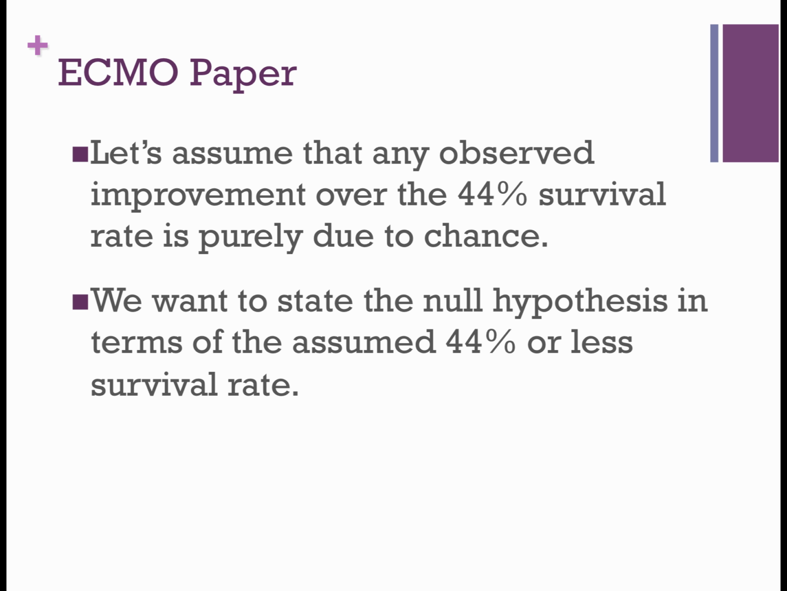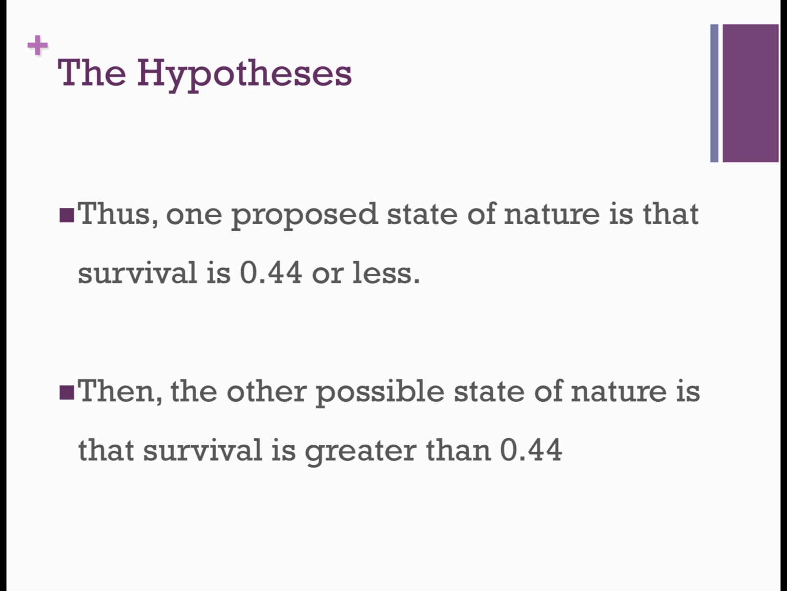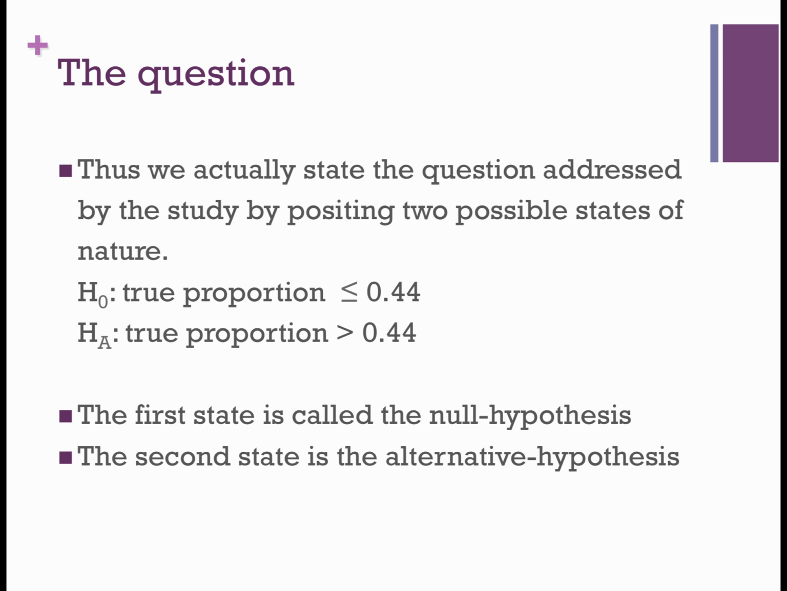In the ECMO paper, let's assume that any observed improvement over the 44% is purely due to chance. So once people were given ECMO, any result we see that's far from 44% is just random. So we're going to state the null hypothesis in terms of that assumed rate. One proposed state of nature is that survival is less than 0.44. Then the other possible state is that survival is greater than 0.44. So we can state this by stating two possible states of nature.